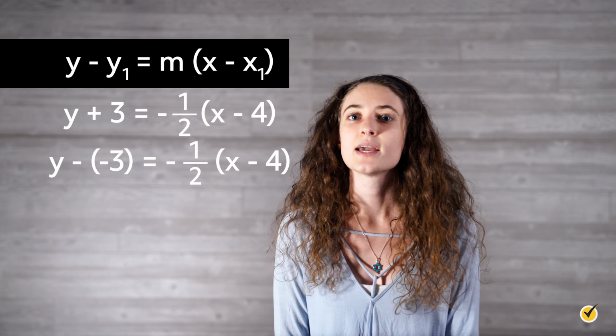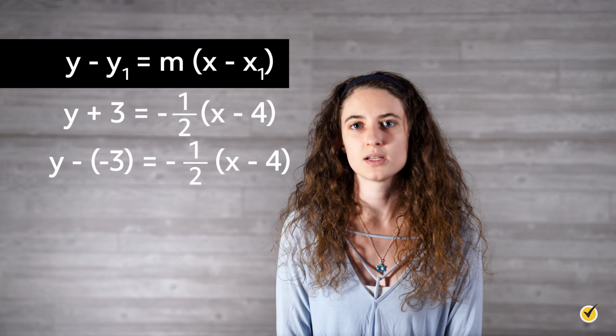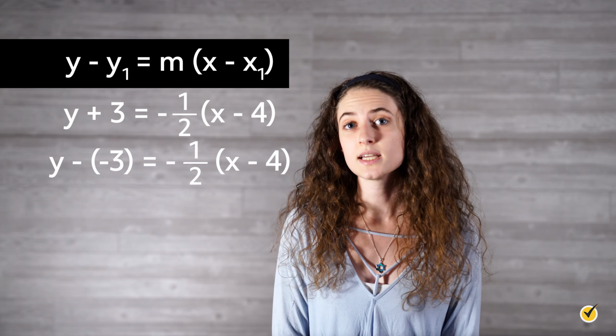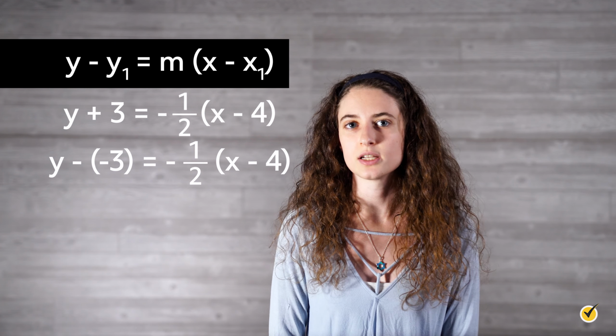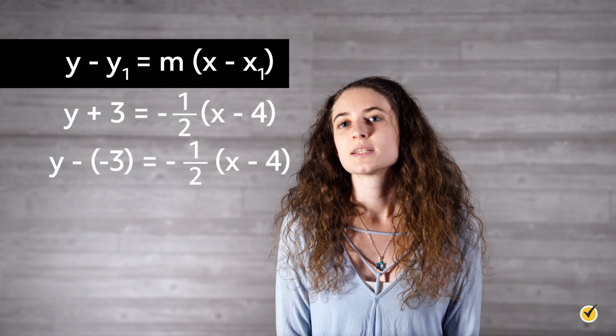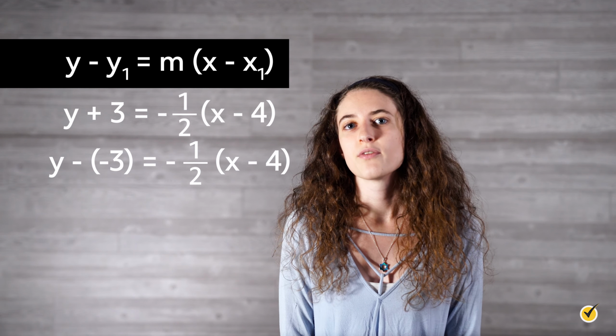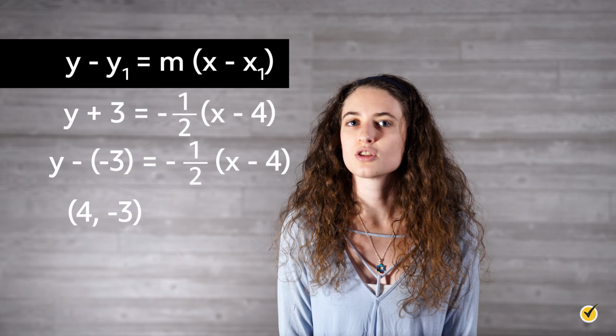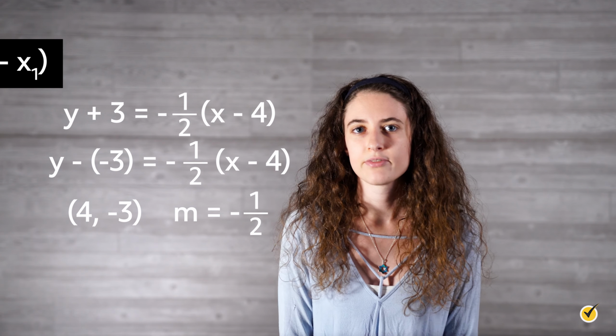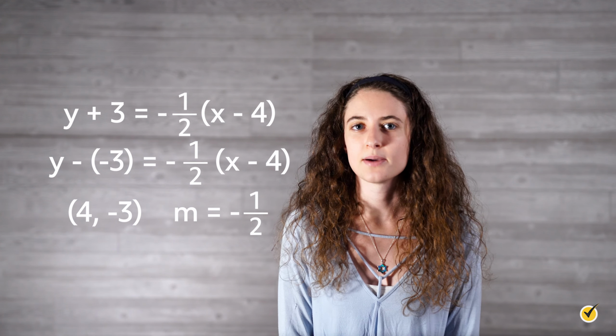To identify the point that is on this line, the equation must look like the general form, which subtracts the coordinates of the point. Therefore, the point can be seen more clearly if the equation is written as y minus negative 3 equals negative 1/2 times x minus 4. Subtracting a negative value is the same as addition. Now we can see that this line travels through the point 4, negative 3 and has a slope of m equals negative 1/2. Let's look at one more example.